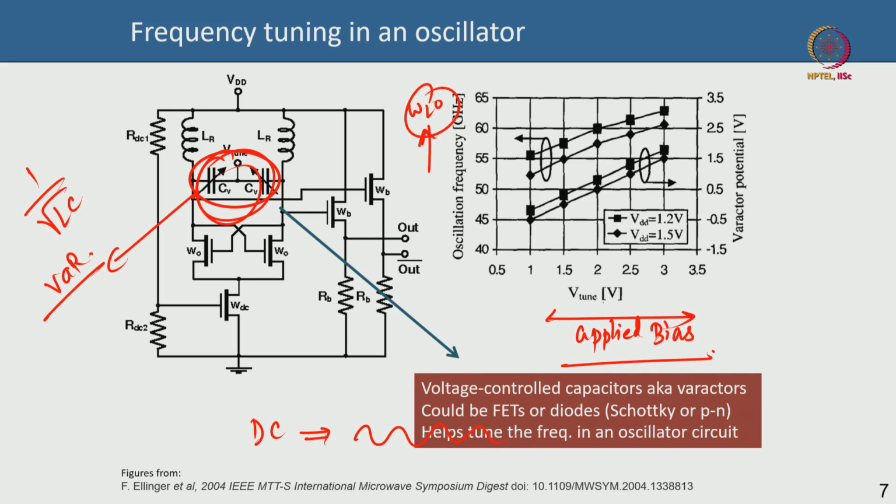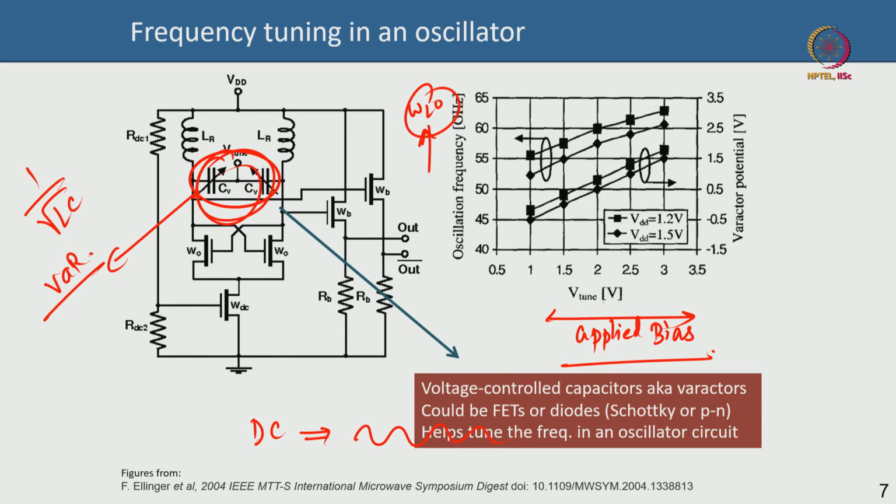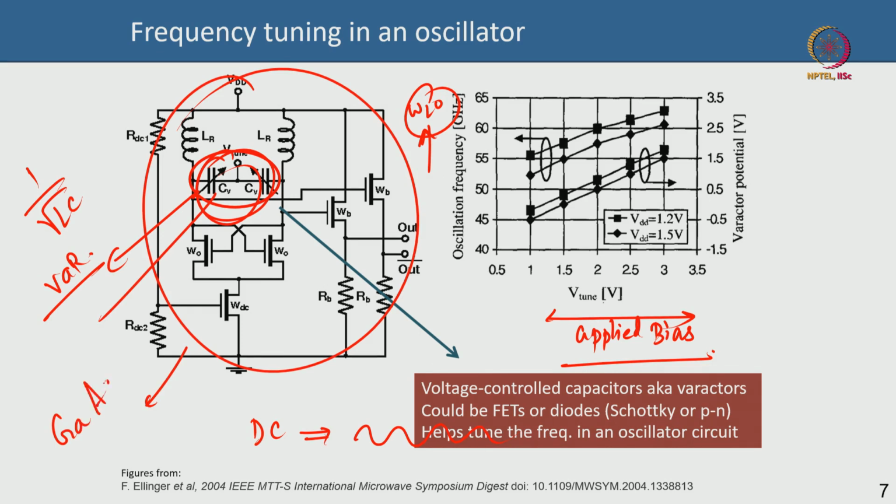Of course, this is the varactor potential, that is fine. In a real circuit like this, people actually use it, and this is the image of the chip that they fabricated. In this paper they fabricated the entire thing using gallium arsenide technology, gallium arsenide MESFET technology. MESFET stands for metal semiconductor FET.